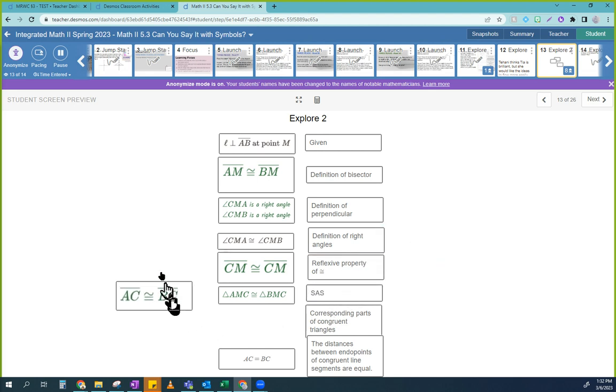Well, what about this one, Miss Johnson? Can I move this one up? No, because how did you get this? I got this because corresponding parts of congruent triangles. Oh, congruent triangles is this. So no, I couldn't move this one up because I need these two together.